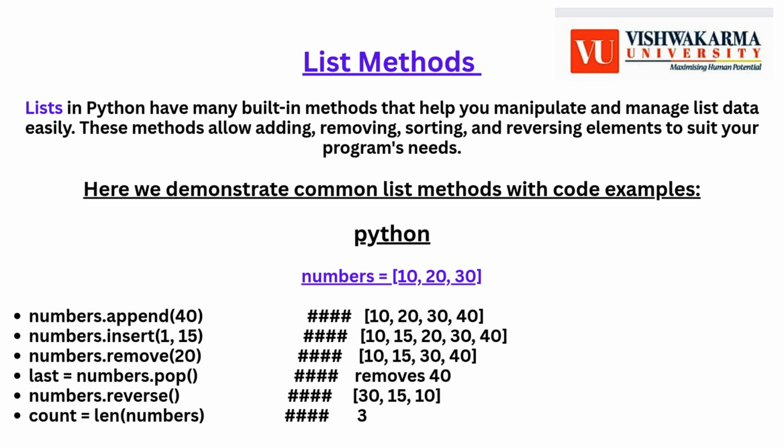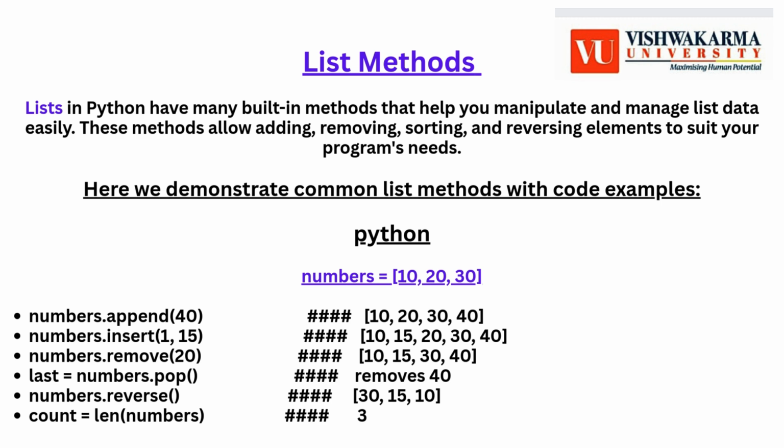These methods allow adding, removing, sorting and reversing elements to suit your program's needs. So here we demonstrate common list methods with code examples in Python. Take an example: numbers = [10, 20, 30], and next we take numbers.append(40). So the print will be 10 20 30 40.